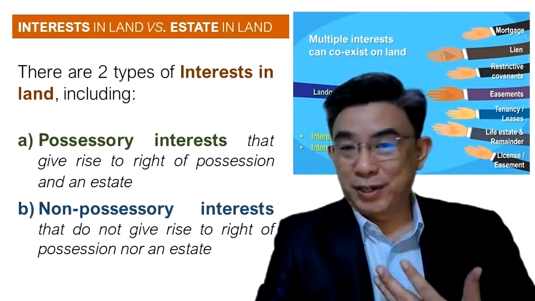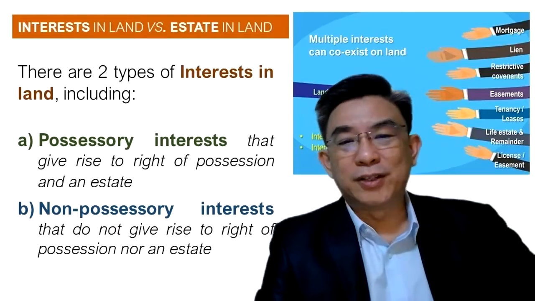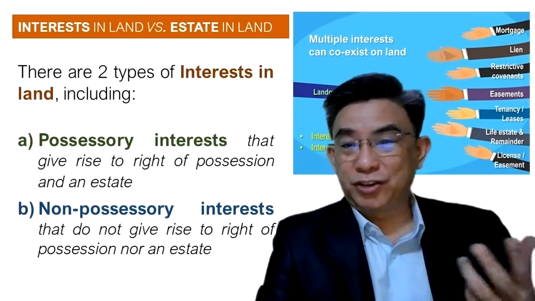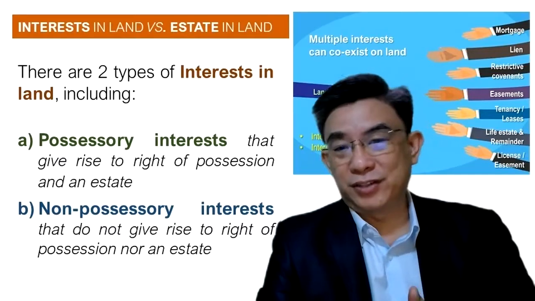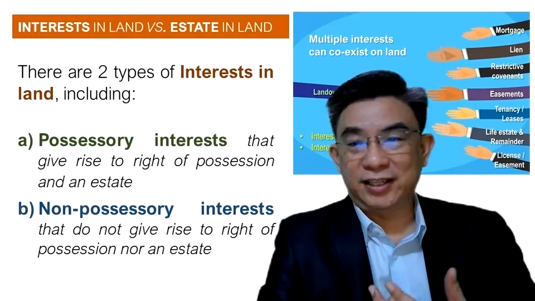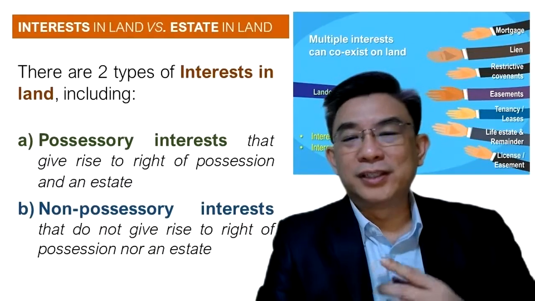For example, let's say you go to the bank to borrow a mortgage loan. The bank will have a very big interest in your property, but it does not have the right of possession and it does not have an estate, until you default on the loan.